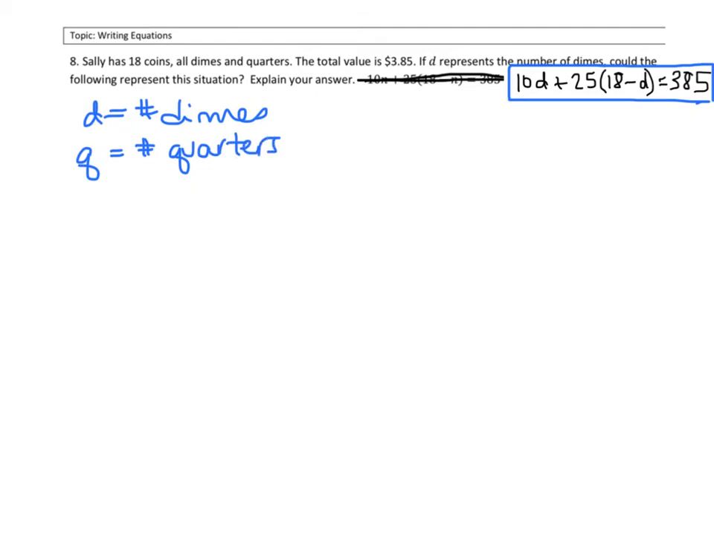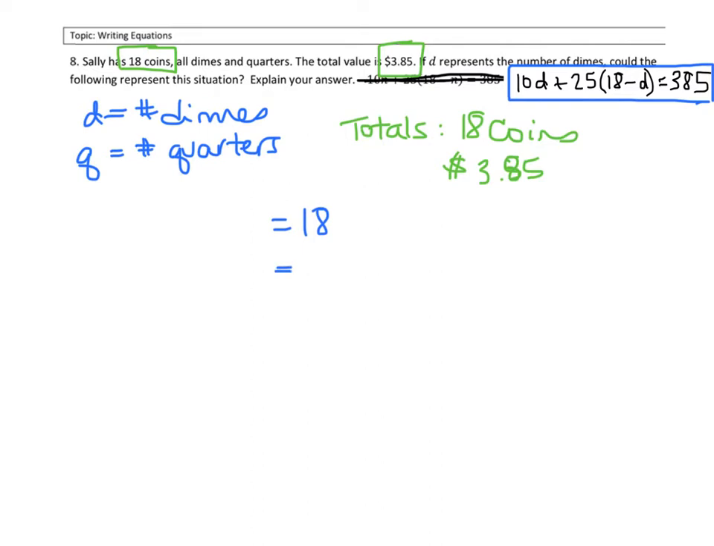Okay, if I read through this problem, I notice that I have 2 different totals. I have a total number of coins and I have a total dollar amount. Okay, so my totals, I'm just going to kind of make note of that, are 18 coins and $3.85. Okay, so now I'm ready to write my equations. And my 2 totals are going to give us the endings of my 2 different equations. So I have an equals 18 and an equals $3.85.